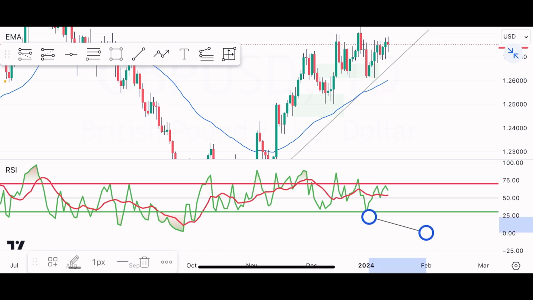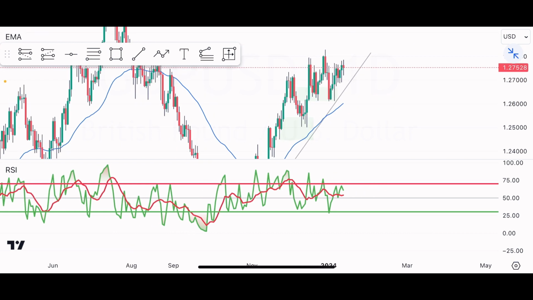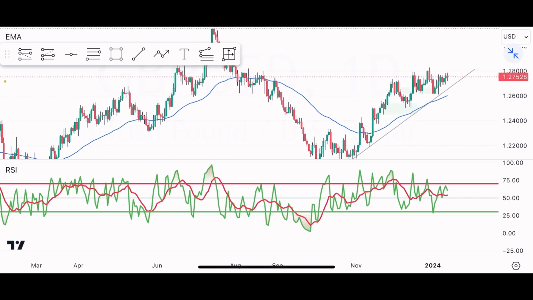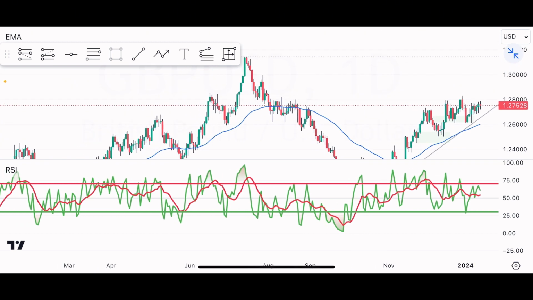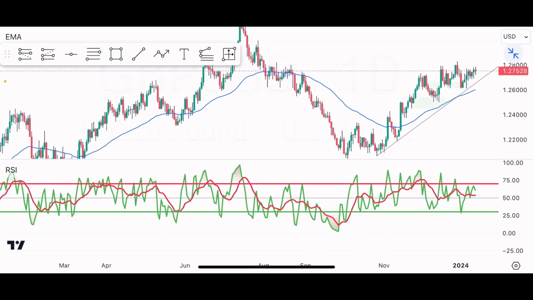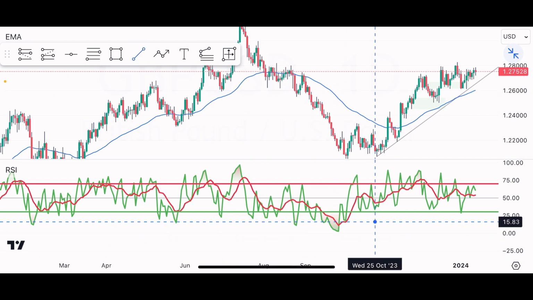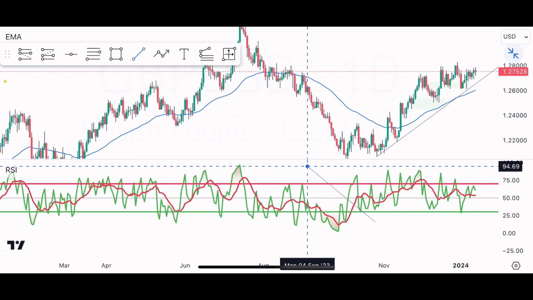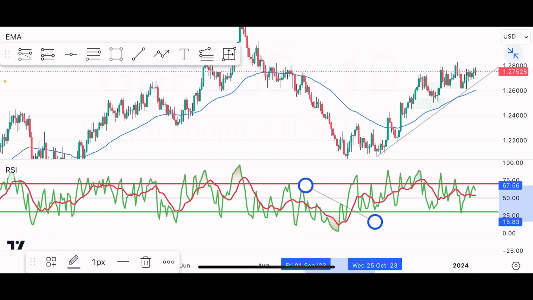Let's do a sell scenario. We're in a downtrend according to the moving average. So anytime the RSI comes to this high point, it means I should look for sells. So RSI is at a high point here.